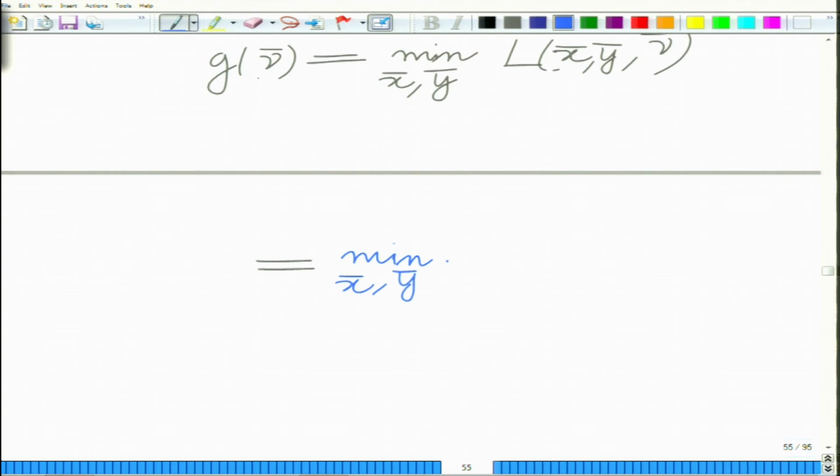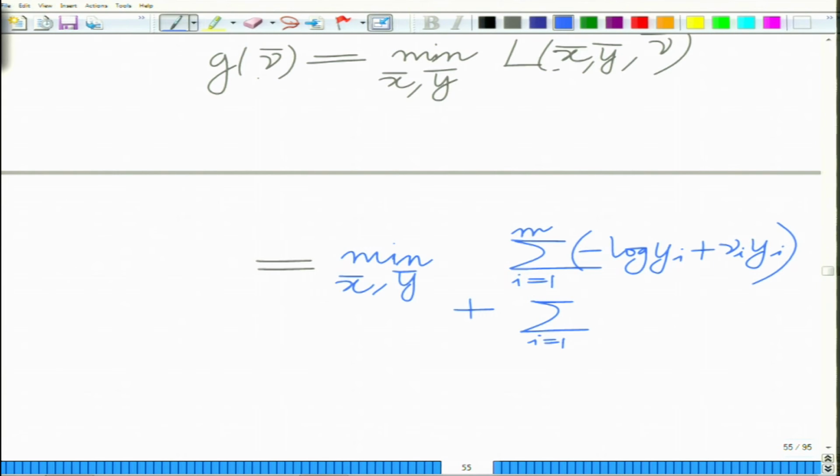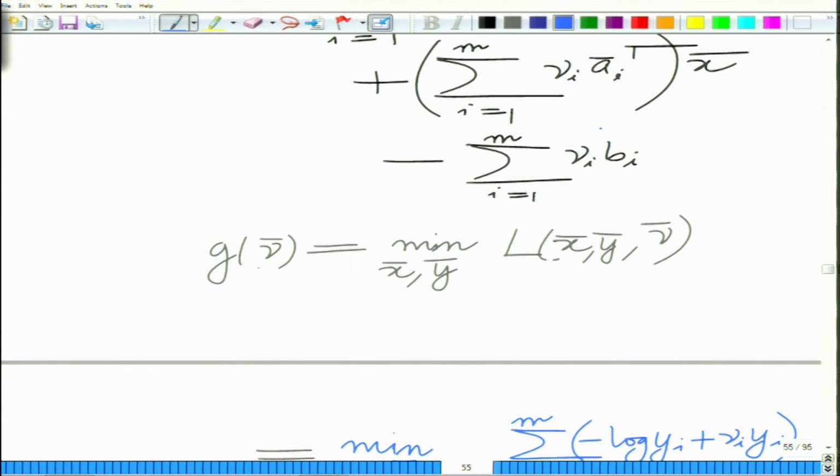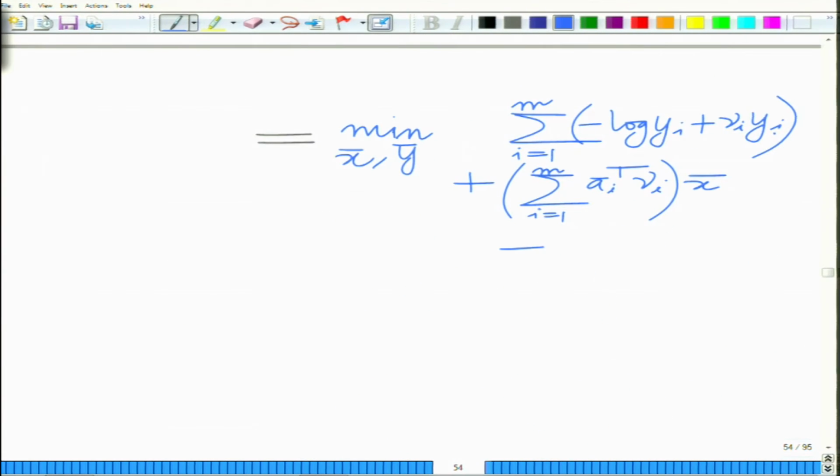Well, we have the original. I am going to simply write it: minus summation i equal to 1 to m of log y_i plus nu_i y_i, plus summation i equal to 1 to m of a_i bar transpose nu_i into x bar, minus summation of nu_i b_i, which I can simply write as nu bar transpose b bar, just for brevity. So this is minus nu bar transpose b bar.